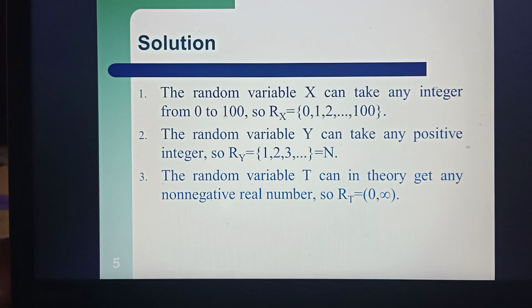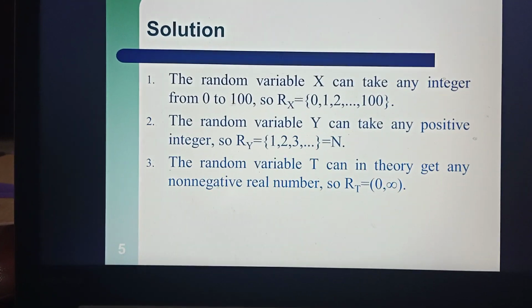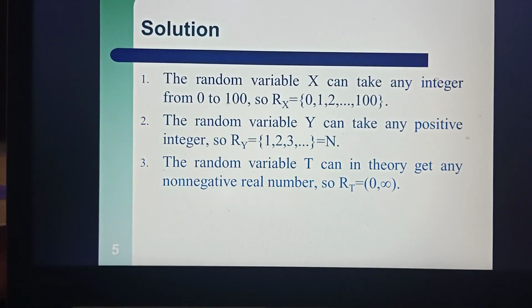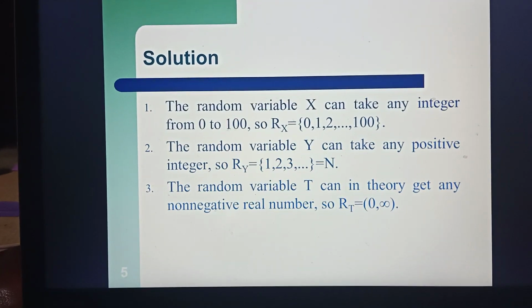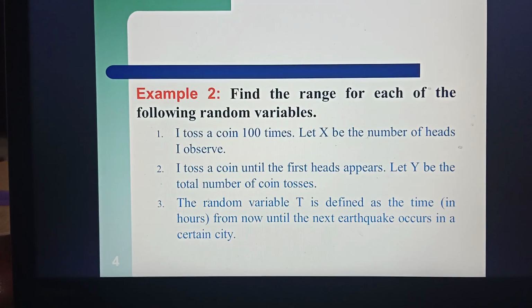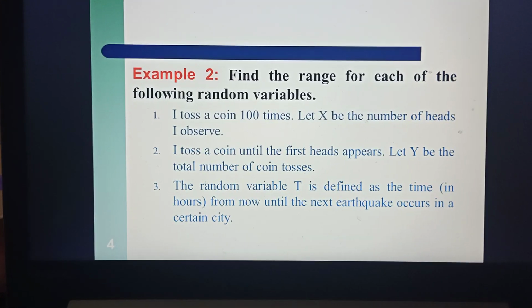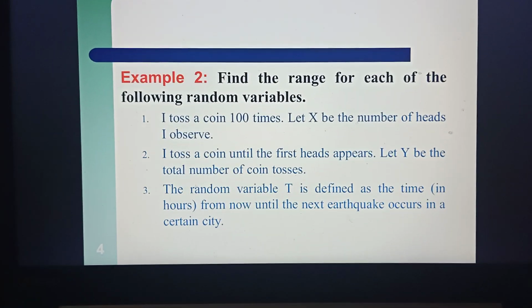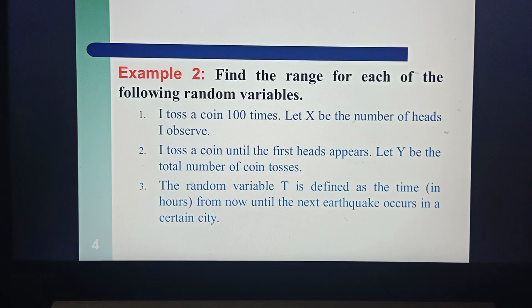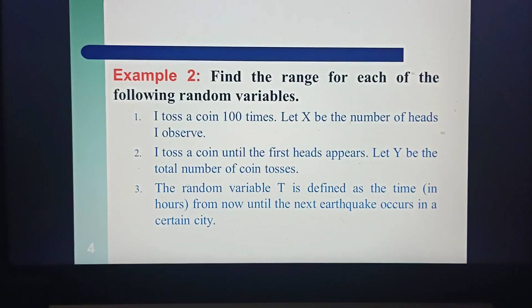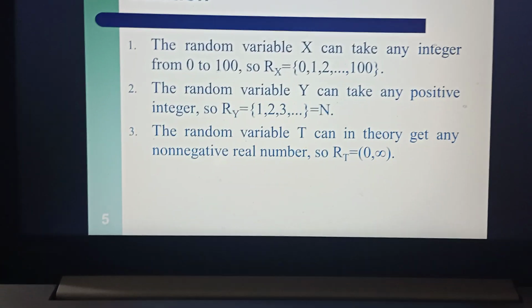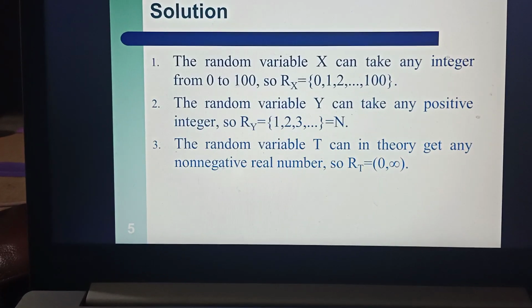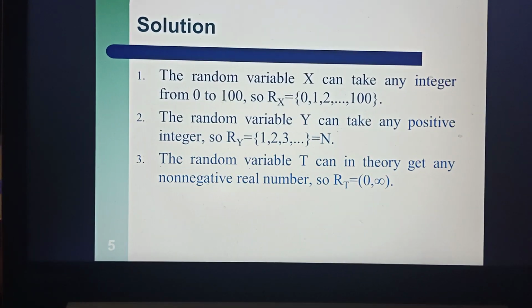So in the first problem, it says the coin is tossed 100 times. Let us go back to the question now. It says toss a coin 100 times. So you're tossing a coin 100 times. Now let x be the number of heads I observe. So it means that the range of x can be between 0 to 100.